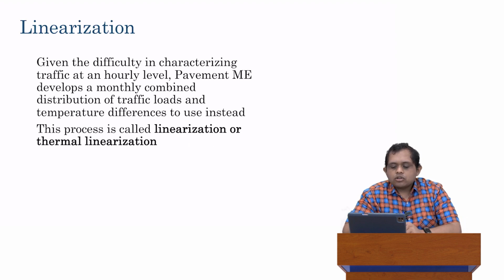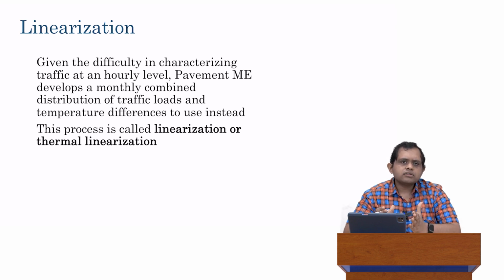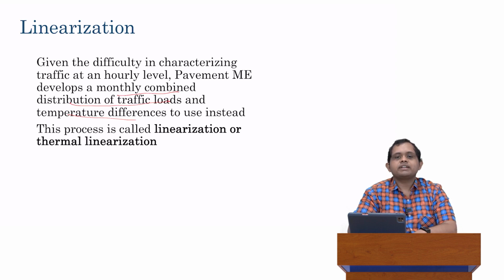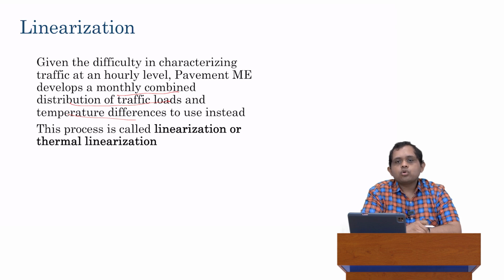Given the difficulty in characterizing traffic at an hourly level, because it's very difficult to accurately understand what traffic is going to occur at an hourly level well into the future, and given that there are always some uncertainties in the EICM calculation, since it's a numerical method and will have some errors, Pavement ME develops what we call a monthly combined distribution of traffic loads and temperature differences. Instead of having to know the actual traffic and actual temperature difference at every hour, Pavement ME generates a probability distribution.